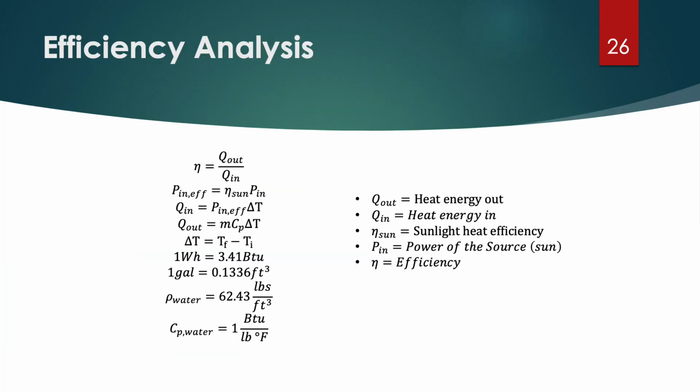The efficiency for a solar collector is expressed as efficiency equal to heat energy coming out over heat energy coming in. The total heat power coming out is equal to efficiency of the sun multiplying power coming in from the sun. Then heat energy in is equal to the change of temperature multiplying the total heat power. And heat energy out, Q out, is equal to mass of the fluid times the specific heat of the fluid times the change of the temperature.